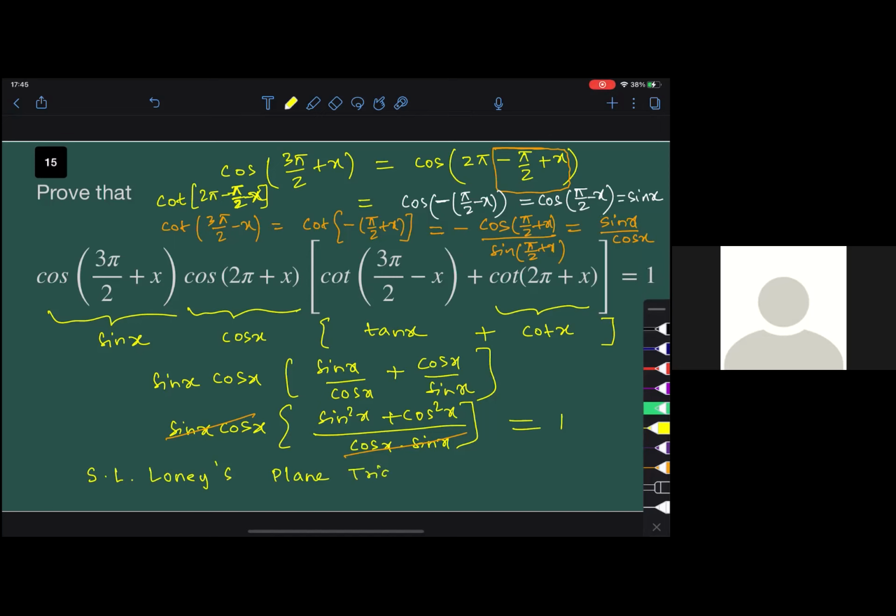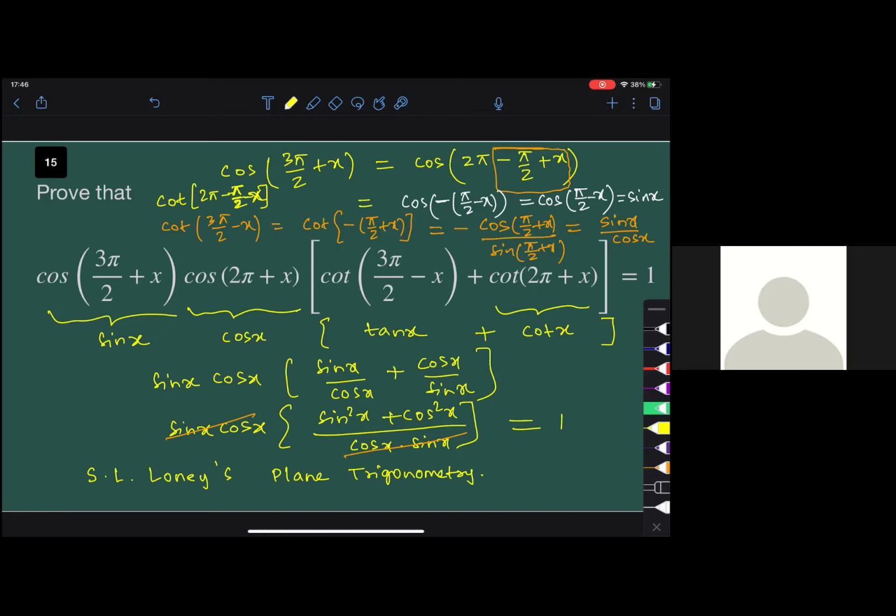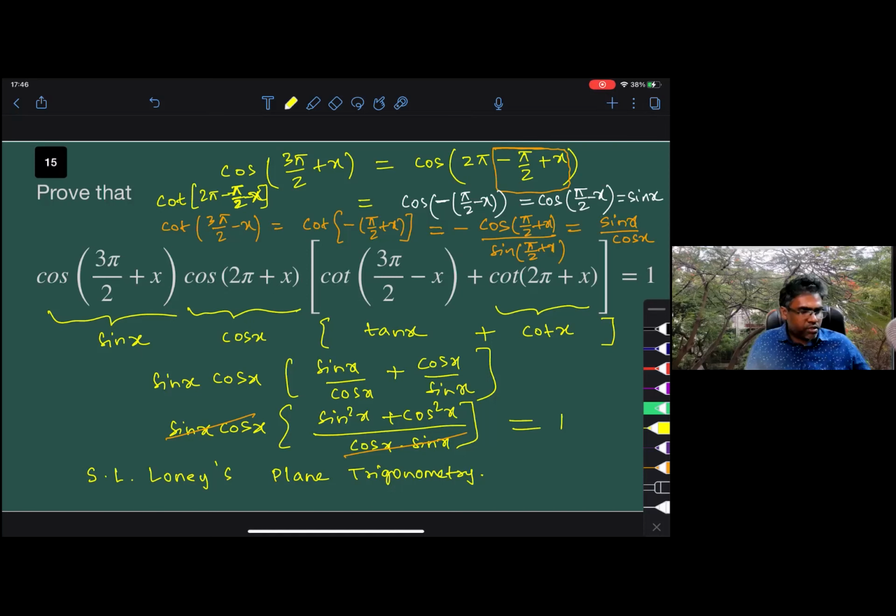Very short book, but if you work with it, it will take at least a month. It's a fantastic book. If you work with it, your trigonometry will be very nice. It's not very costly. Even if you order a hard copy book, it's not costly.